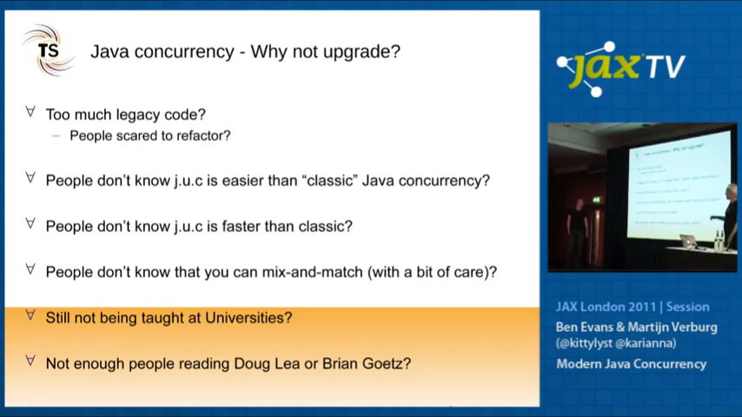So why aren't people using it? Some people think they've got too much legacy code. They think that it's going to be an absolute nightmare to refactor it all. Some people don't know that it's actually easier to write java.util.concurrent. For some reason, it seems to have this cachet and people are scared by it, and they think it's going to be much harder to use than Thread and synchronized. Or maybe they've just had such bad experiences with writing synchronized and having these incredibly complicated locking strategies that they think all concurrency code is always horrible and evil.